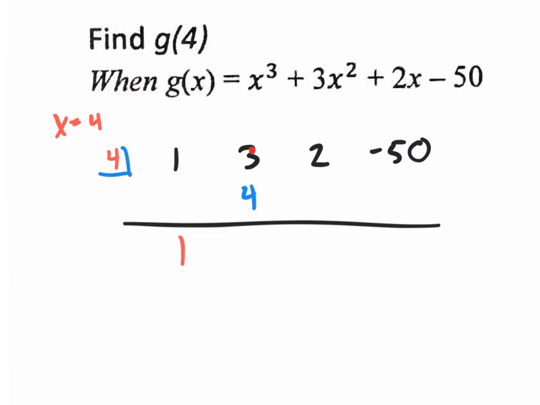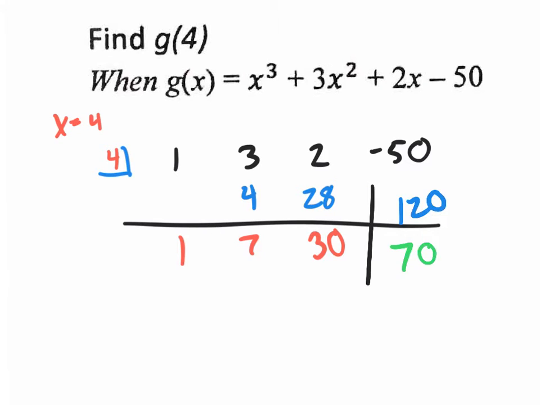As you go down, you combine. 3 plus 4 is 7. As you go up, you multiply. 4 times 7 is 28. As you go down, you combine. 2 plus 28 is 30. As you go up, you multiply. 4 times 30 is 120. As you go down, you combine. We get 70. And that's it.